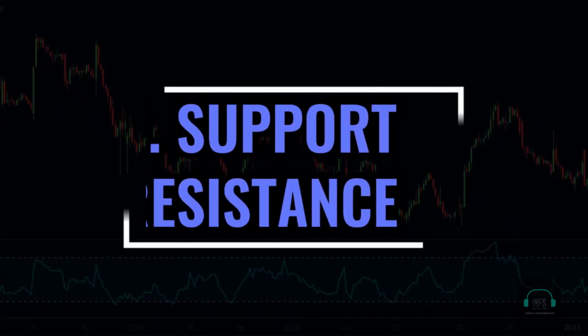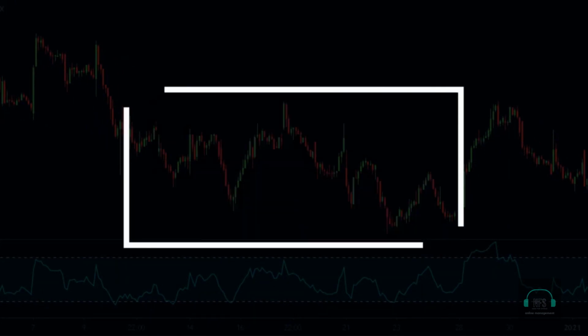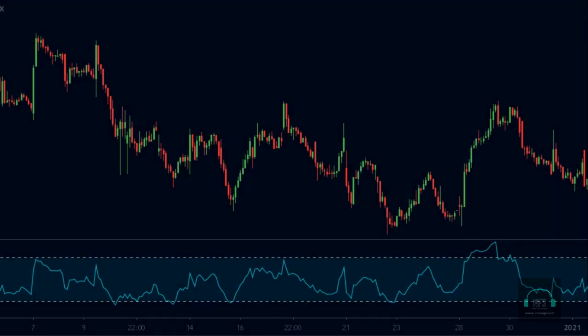The third way of trading the RSI is by using it with support and resistance. Our goal here is to look for strong areas of support or resistance that coincide with the RSI.